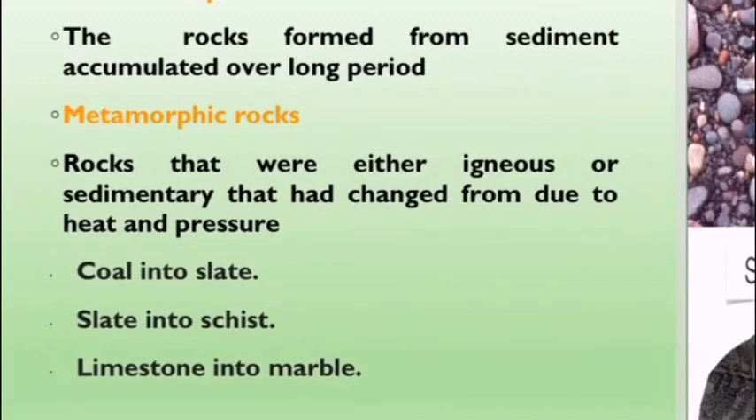Next rocks is metamorphic rocks. The rocks that are either igneous rocks or sedimentary rocks that change due to the heat and the pressure. While giving heat and pressure to certain rocks, they form different types of rocks. Here I have given, if you take coal and give pressure to it, it will make a slate.